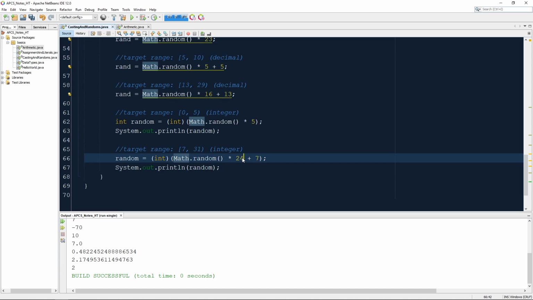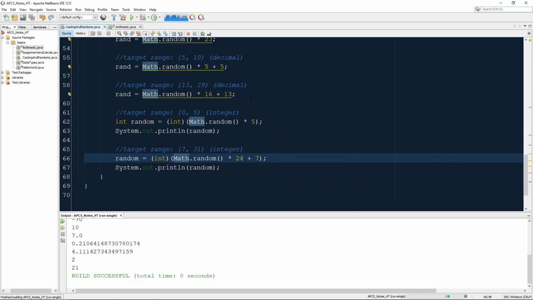I think I made a mistake. Maybe it should be 25. Let's see. So math.random 0.99 times 24 will be 23.9. Oh, no, it is correct. So yeah, 0.99 repeating times 24 is 23.99 repeating. 23.99 repeating plus 7 would be 30.99 repeating. 30.99 repeating cast to an int is 30. So we would get from 7 to 30, not including 31. So that's the exact range that we want.